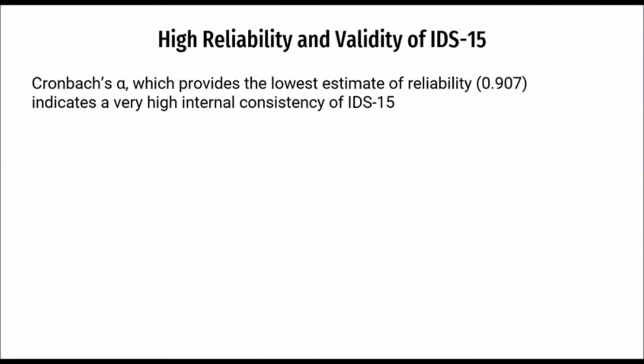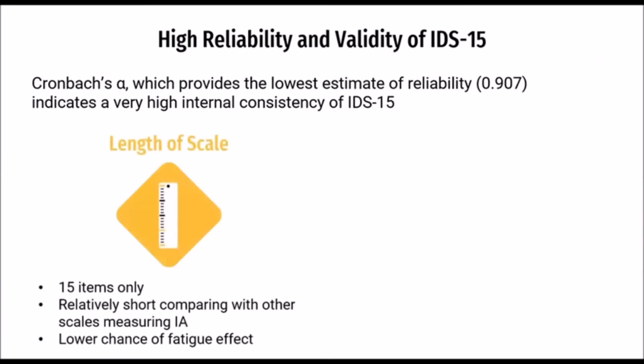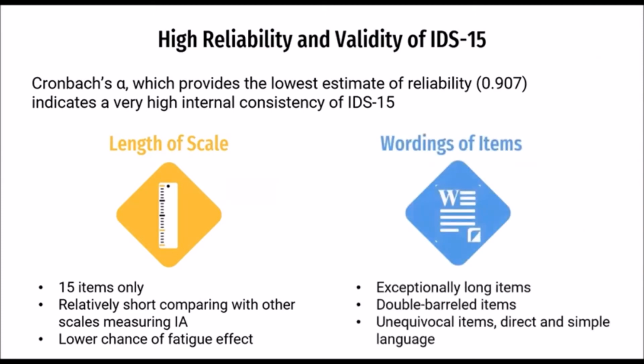The high reliability and validity of IDS-15 could stem from several factors. First, the length of the scale. There are only 15 items in the scale, which is relatively short compared with many scales measuring internet addiction. Therefore, we expect a lower chance of fatigue effects. Second, wordings of the items. Exceptionally long items and double-barreled items are avoided. Direct and simple language is used across the questionnaire, such as, I feel sad if I am not able to go online.